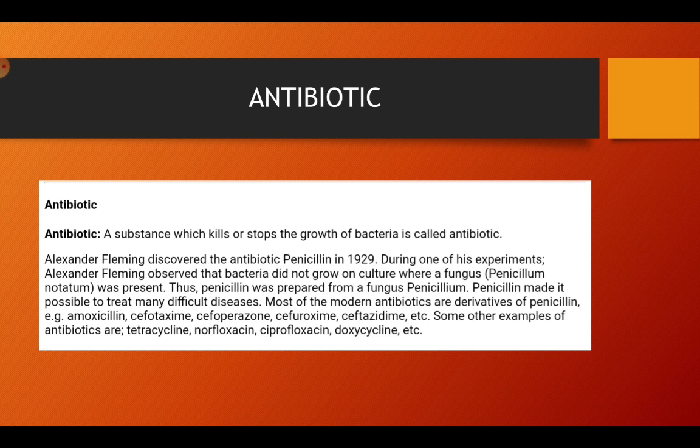Some examples of bacterial diseases are many, but here we are discussing just the medicines which are obtained from the antibiotic penicillin: amoxicillin, cefotaxime, cefoperazone, cefuroxime, ceftazidime, etc. Some other examples of antibiotics are tetracycline, norfloxacin, ciprofloxacin, doxycycline, etc. So these all are the antibiotics which we use for bacterial disease treatment.